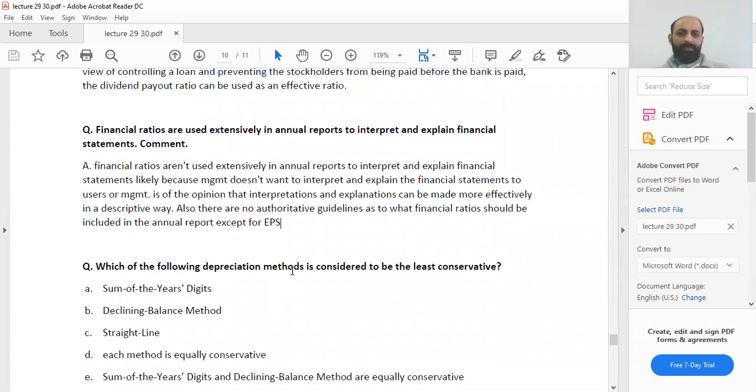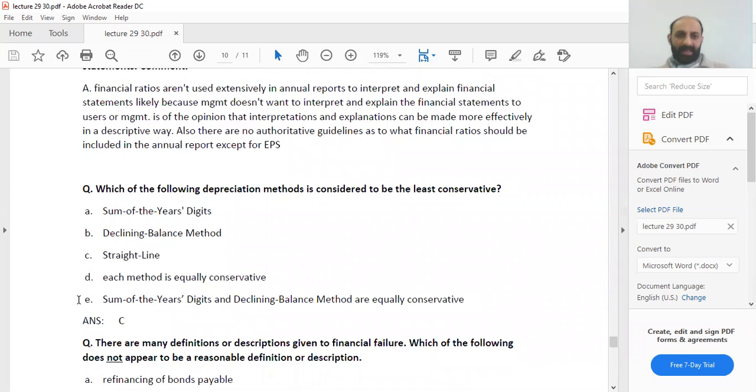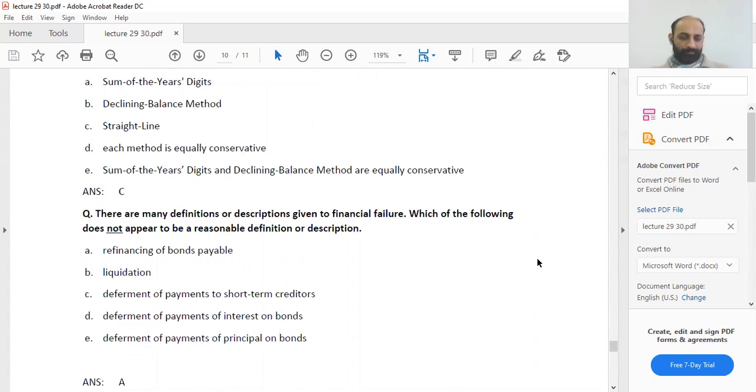Which of the following methods is considered to be the least conservative? It is the straight line method, as I've told you. उसकी वजह है कि उसमें हर साल में equal होता है, और जिनमें it is always more in the initial years, those are considered most conservative.